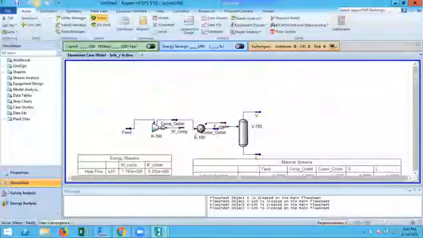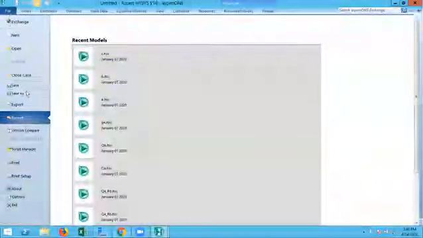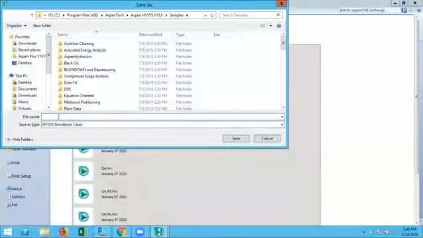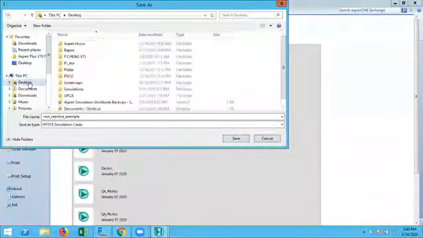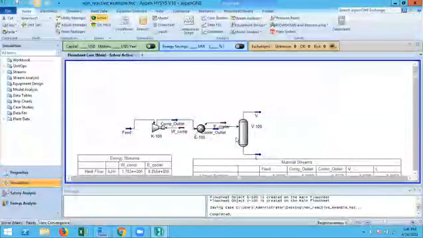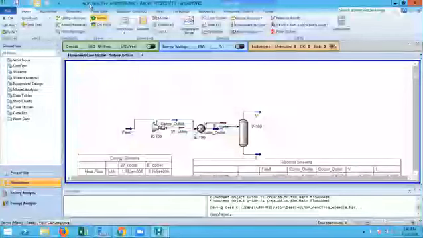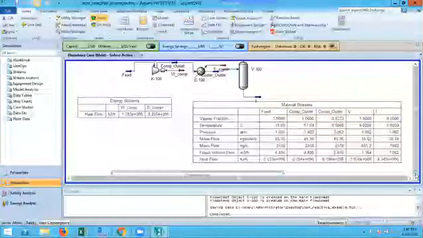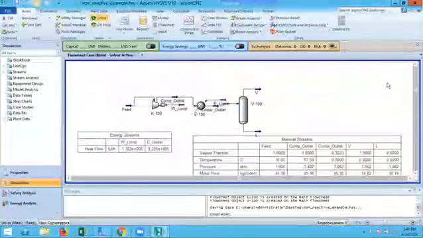And then you can, for example, save this model. So you go to File, and then Save As, and then you can give it a name. Let's, for example, call it non-reactive example. Okay, and I can save it on the desktop, for example, here, and that's it. So that saved the file for you. You can see the name of the file here, non-reactive example. So when you close HYSYS, you can come back and see.